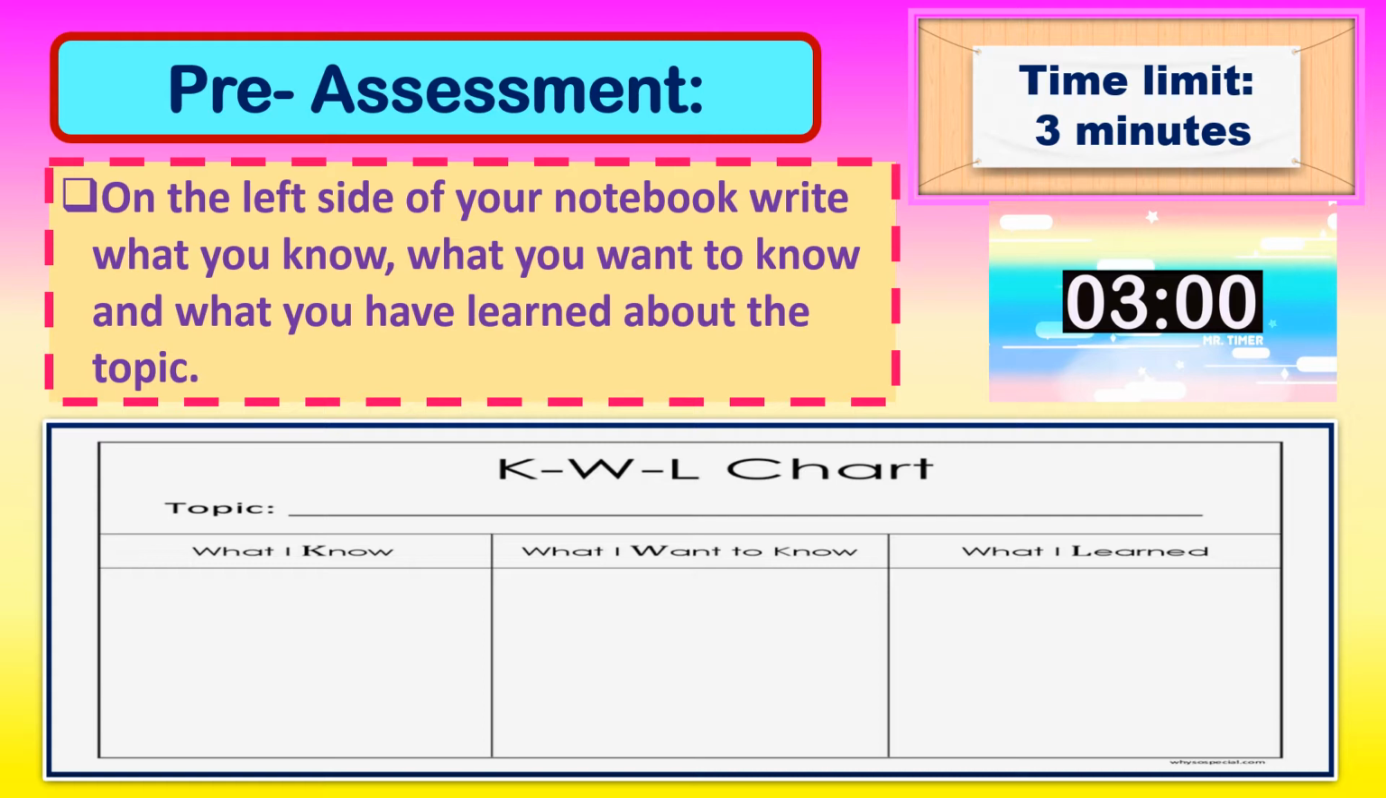On the left side of your notebook, write what you know, what you want to know, and what you have learned about the topic. As you can see on this chart, in the first column, you will write what you know already about the topic. The second column, what do you want to learn about the topic? And the third column, you will fill up after this lesson, what you have learned. So you have only 3 minutes to do this activity.